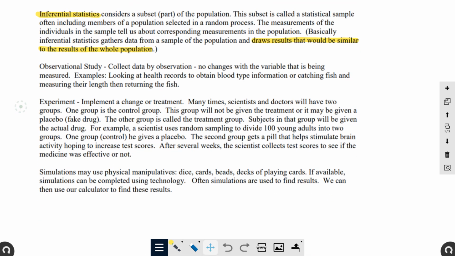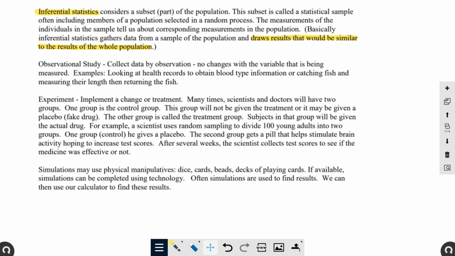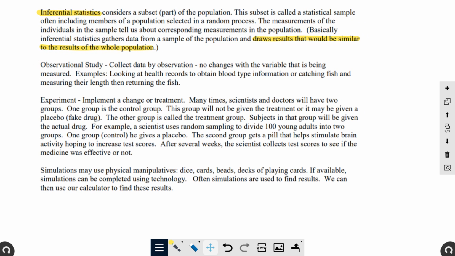All right, let's talk about our two different types of studies that we have here. The first one we have is an observational study. That's if we just observe something that's happening. You can also do an observational study when you're going fishing. As long as you catch and release and you don't change anything in the environment, then that is an observational study. So observational study is no changes to the environment or anything that you're measuring. So again, if we are at a pond and we go fishing and we get a fish and we measure the length and we weigh it, but we put it back, did we change that fish? Did we change the pond?